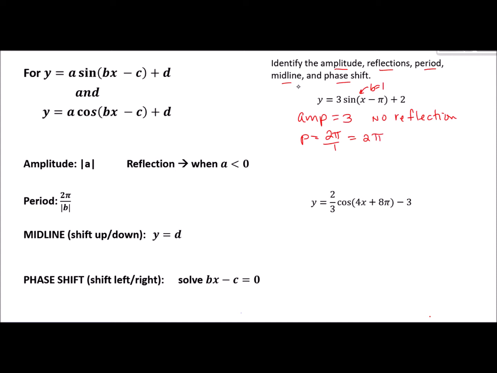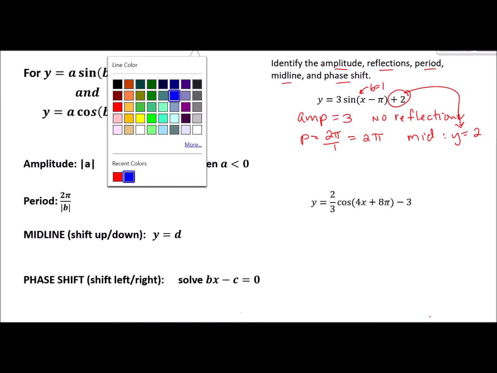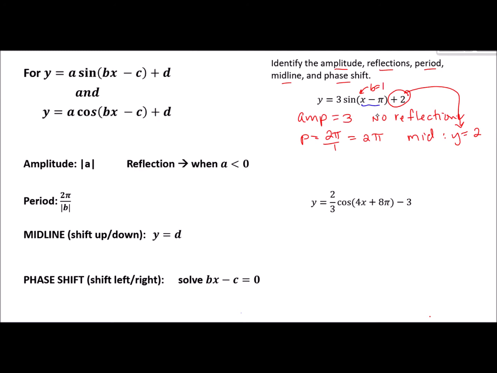Then I've got a midline. My new midline has been shifted. So it's now at y equals 2. That's a 2, not a 0. Okay, so we've got a shift there. And then finally, this new piece that we're talking about is this phase shift. So the phase shift is going to be everything inside the parentheses, set equal to 0, and then solve for x. So our phase shift is pi. That's our new starting point for this graph.